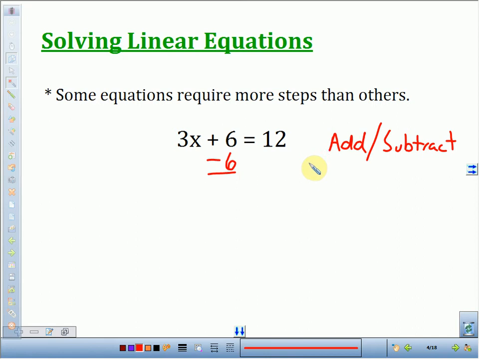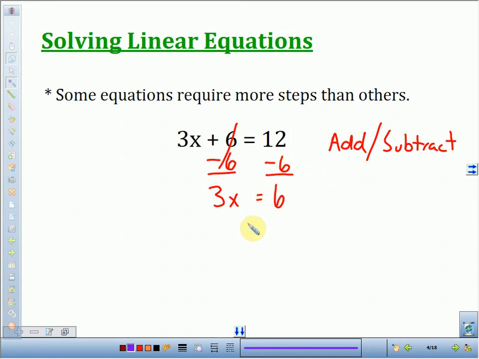And again, if I do it on the left, I have to do it on the right, or else the equation will no longer be in balance. I have 6 minus 6 is 0. Cancels out. On the other side, 12 minus 6 is 6. So 3x equals 6. Now it has gone from a two-step equation to a one-step equation, which is solved the same way we solved the last one.